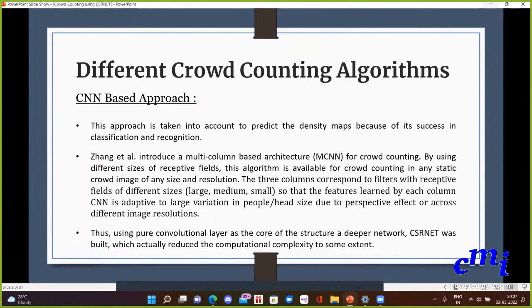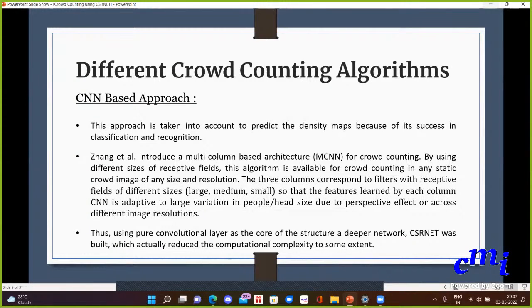Since density map-based approaches were so successful in both classification and recognition, Zhang et al. introduced a multi-column CNN to predict density maps. Since this network is trained on several sizes of receptive fields, this algorithm can estimate the count in any static crowd image of any size and resolution.